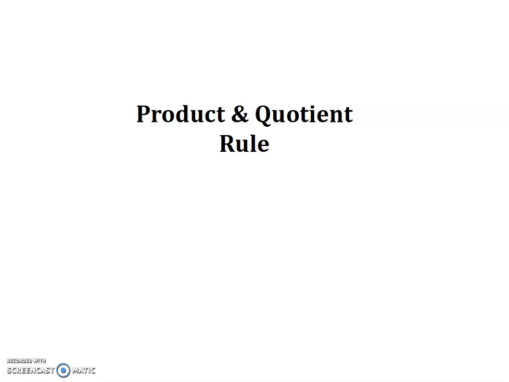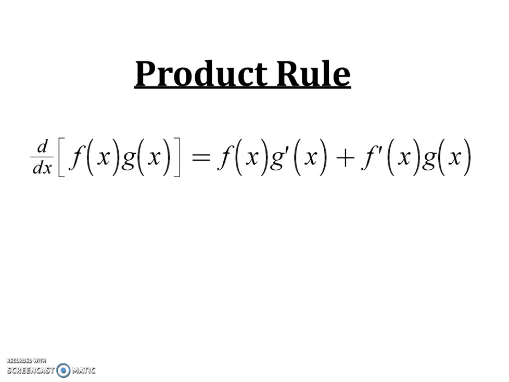We're going to look at finding the derivative using the product rule and the quotient rule. So our product rule, that's when we're multiplying two things together. So it's something with an x times something else with an x in it.